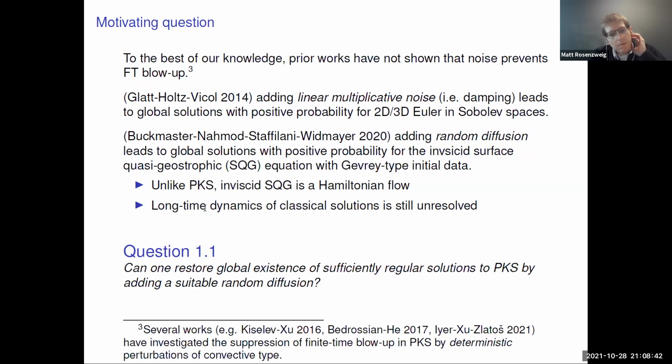So motivated by these questions, these results in particular, the question that I want to pose for today's talk is: can one restore global existence of sufficiently regular solutions to the PKS equation by adding a suitable random diffusion? We've already seen at the very beginning that there's this mass threshold in the deterministic case that says that if the diffusion is strong enough relative to the size of the initial datum, then I have global existence. What if this diffusion is somehow modulated in time by some noise structure? What can I still say then?